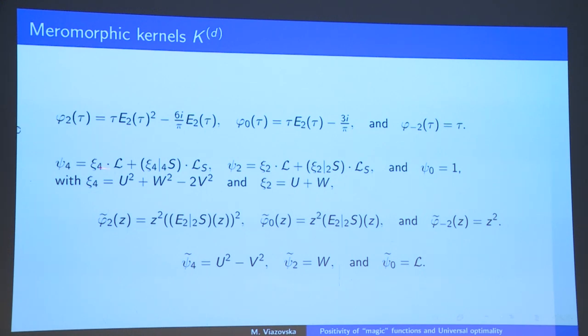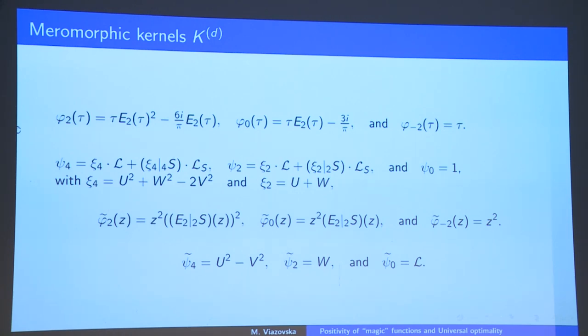So the functions psi 4, psi 2, and psi 0 are a mixture of logarithms of lambda functions. Here this calligraphic L is a logarithm of the lambda function, and this is a logarithm of the lambda function acted on by matrix S by linear fractional transformations. And so the functions psi 4 and psi 2 are usual modular forms of weight 2 and 4 respectively, and so they are modular forms for gamma 2. So it's a set of functions.